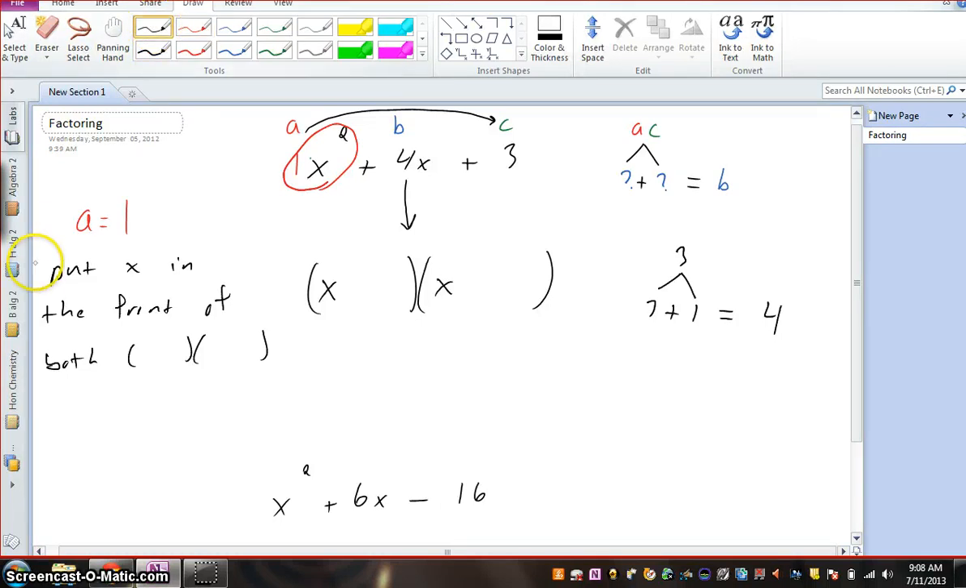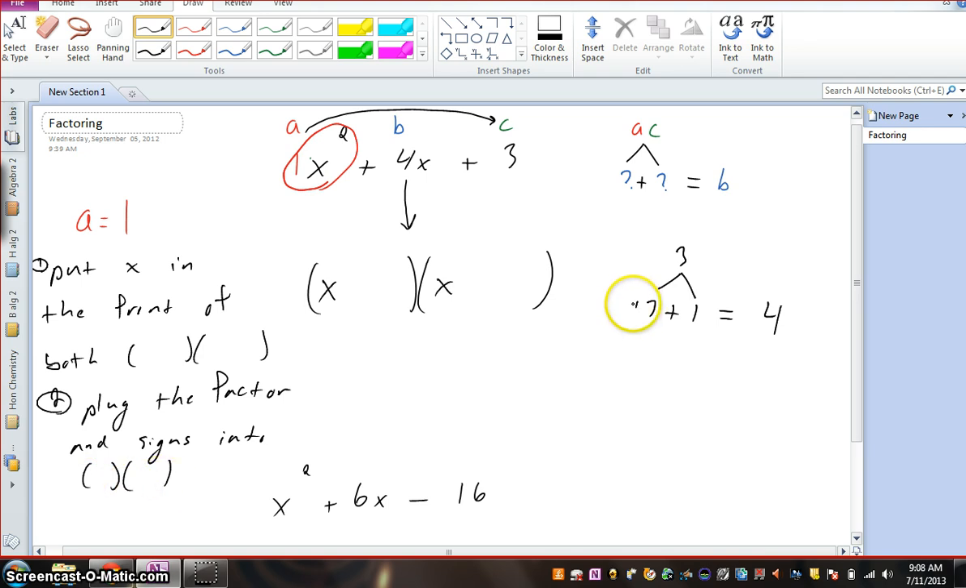Now watch, the next step is really easy. I know I didn't number these, I guess this will be step 2: plug the factors and signs into parentheses. In other words, what I mean by the signs is, notice this is a positive 3 and this is a positive 1. So I have x plus 3, x plus 1. Not too difficult, I don't think.